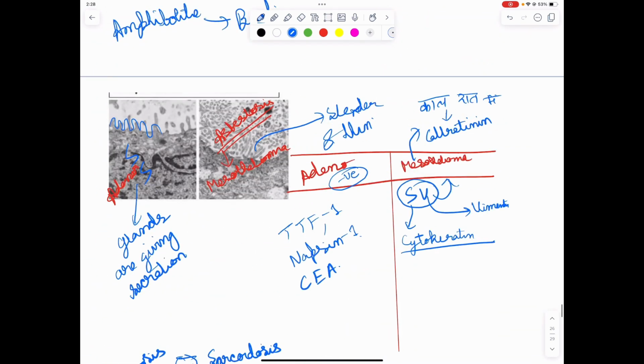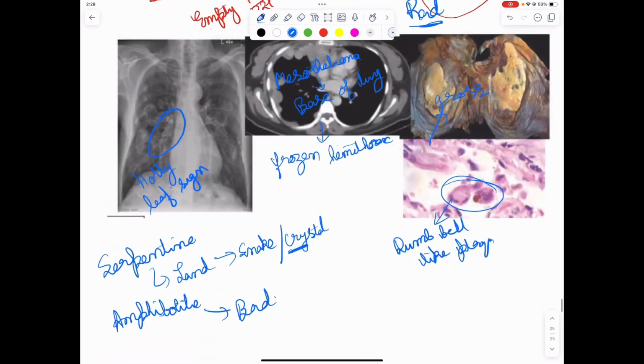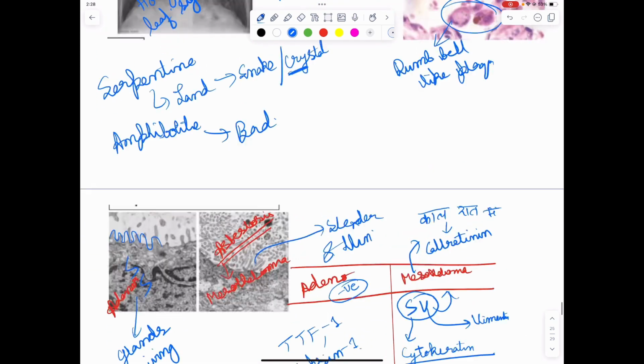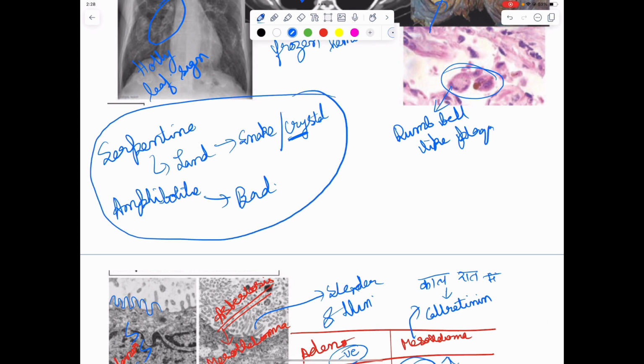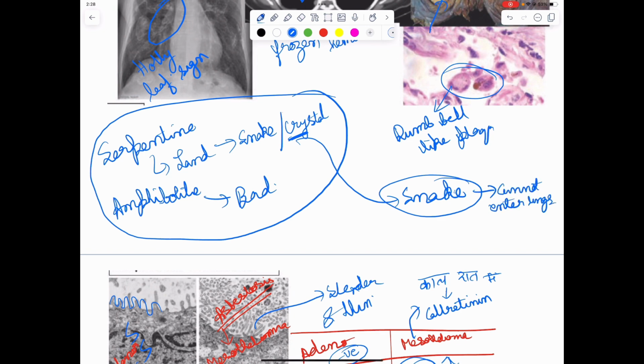One more thing that I would like to add, that the real reason between serpentine and amphibolite is that serpentine, being snake, cannot enter the lungs. It remains in the bronchiole, in the respiratory tract. From that also you can remember that serpentine will be only on one side of the barrier, that is, only inside the bronchioles, and will not go towards the alveoli.